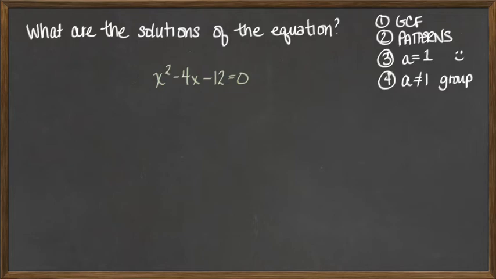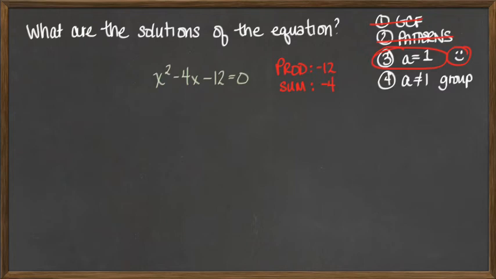Now, as we go down the list, there's no greatest common factor. I don't see any perfect squares, which is the big tip-off to one of my patterns, so this isn't one of my patterns. Is A 1? A is absolutely 1. So now I need to run through my sequence. I need something that will multiply to be negative 12 and add up to negative 4.